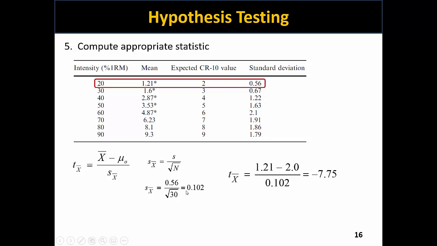0.102. We then substitute all the values in the t equation. So we have an average of 1.21. We subtract it from 2.0 and divide it by 0.102. And we have a final t value of negative 7.75. A negative 7.75 puts it on the left-hand side of the t distribution, remembering it is symmetrical, but it's more platykurtic than a normal distribution. So 7.75 is a large number on the negative side.